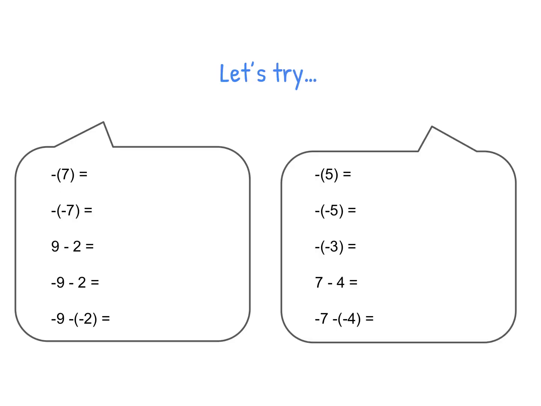Okay, so let's try a couple. The value of negative 7 is going to be negative 7. Negative a negative, this is that idea we were talking about with the double negatives. That's going to cause a positive 7. You don't need to write the positive, I'm just doing it so you can see. 9 minus a 2: we are literally just subtracting 9 minus 2. That's going to give us 7. Again, positive.